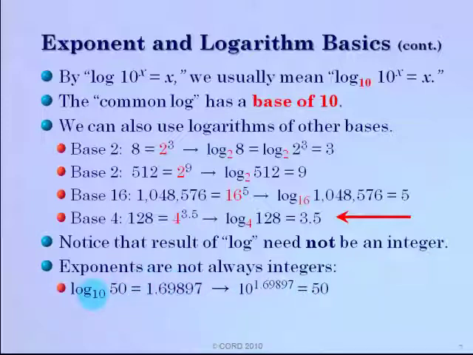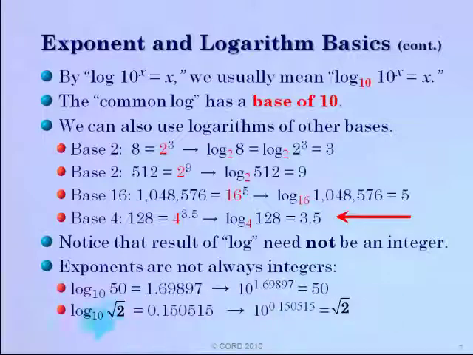So if we take the log base 10 of 50, well, it's not going to be an integer that's going to give us 50 if we raise 10 to some power. But if we raise 10 to the 1.69897 power, we'll get 50. Or we could have the log base 10 of the square root of 2. And that'll equal 0.150515 approximately, such that if we raised 10 to the 0.150515 power, we would get right back the value for the square root of 2.